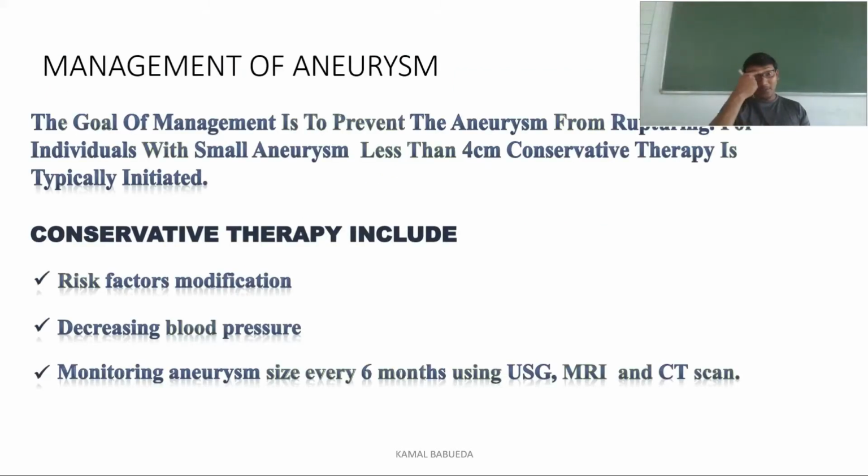Coming to the management of aneurysm, mainly we want to prevent rupture. For small aneurysms that are less than 4 centimeters, we give conservative therapy. In conservative therapy we will do risk factor modification, decrease the blood pressure, and monitor the aneurysm size every 6 months using ultrasonography, MRI or CT scan. Based on that we will manage the patient with aneurysm.